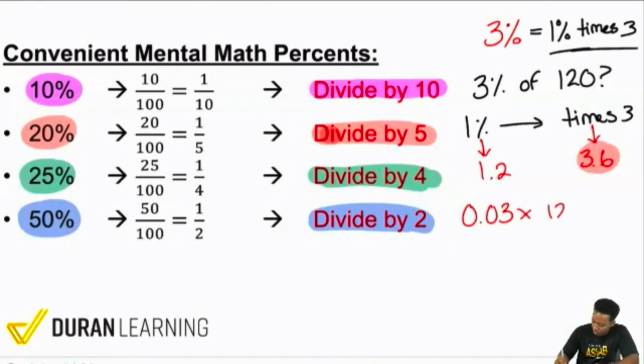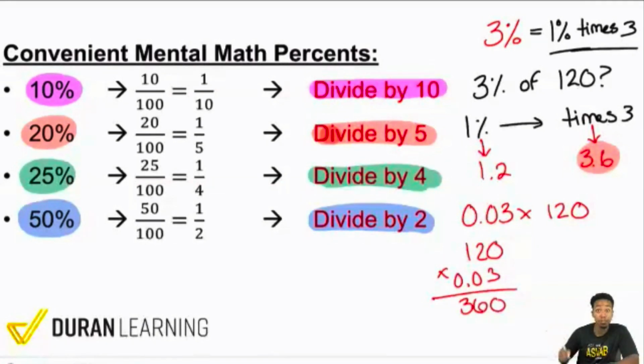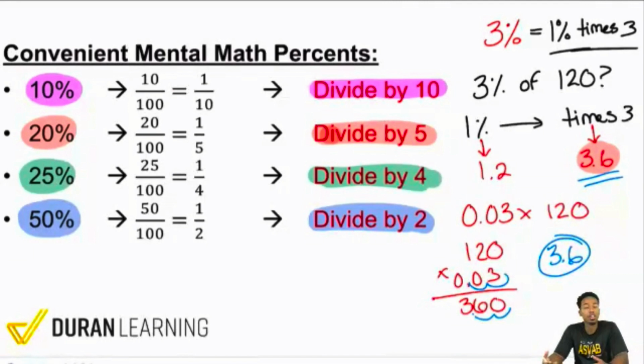0.03 times 120, 120 times 0.03. Then you do your work and you end up getting 360 at the end. I'm skipping steps already. And then you bring back the 2 decimals, 1, 2, and you still get the same answer. Really, all I'm trying to show you is it's very, very doable if you buy into the idea. Yes or no? Is this starting to make a little bit of sense here?